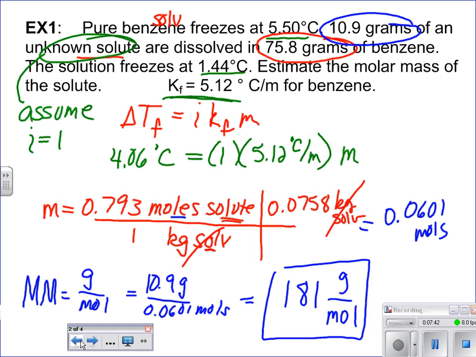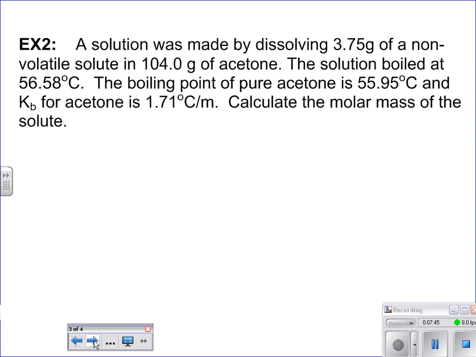Okay, number 2. We have a solution that was made by dissolving so many grams of a non-volatile solute in 104 grams of acetone. So you should be able to look at this and know that acetone is your solvent. The solution boiled at 56.58 degrees Celsius. The boiling point of pure acetone is 55.95 degrees Celsius, and the Kb value for acetone is also given. We need to calculate the molar mass of the solute. So we're going to set it up just the same. We're talking about boiling. So this is our formula.